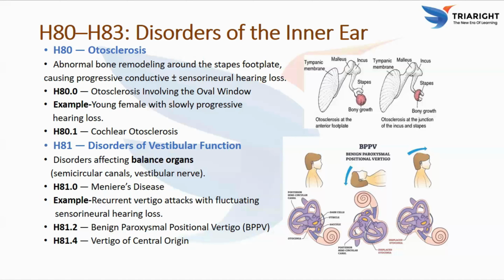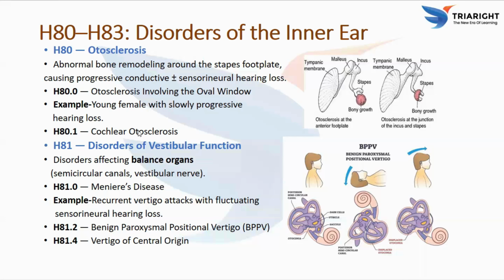So what is the example over here? It's a young female with slowly progressive hearing loss. So it is a normal tympanic membrane on the otoscopy. So why young females? Because hormonal changes take place within the young females like pregnancy, estrogen. This can accelerate the otosclerotic activity. So whenever otosclerosis involving the oval window is diagnosed, you have to assign the code H80.0.